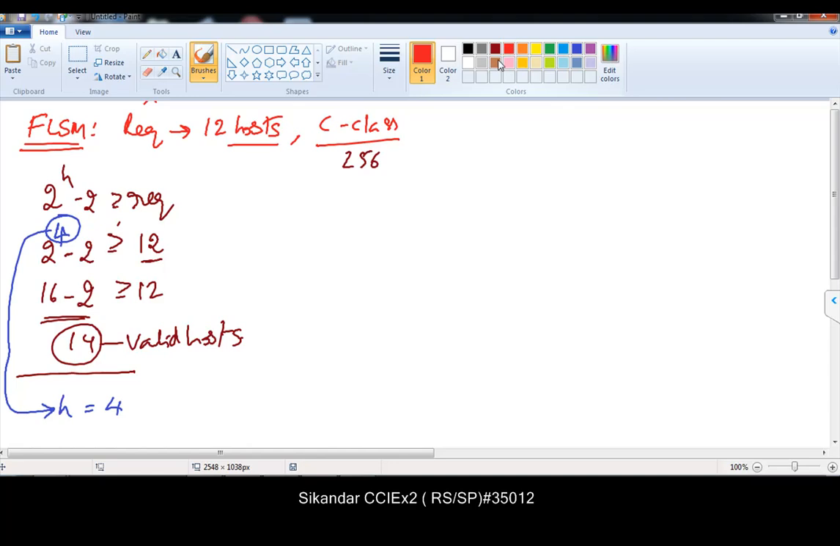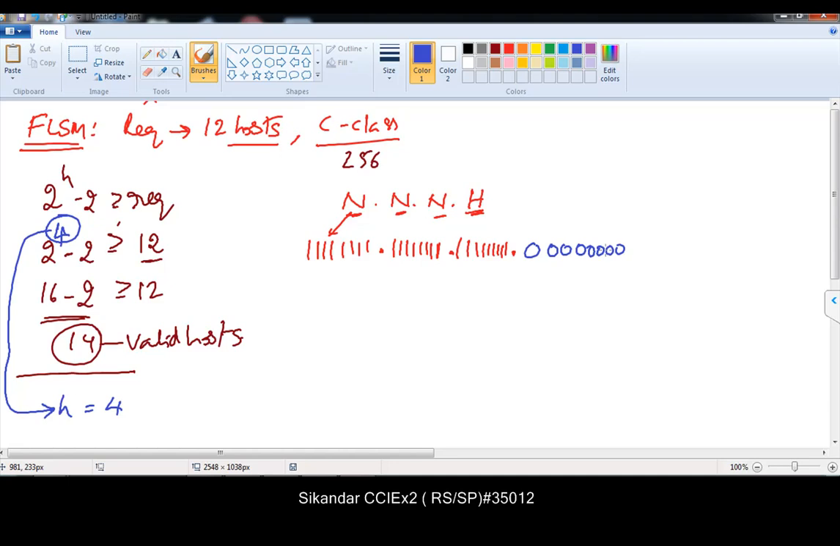In a C class example, by default there are 3 network portions, as you remember: 255, 255, 255, and one host portion. If I write that 255 in binary format, 1, 2, 3, 4, 5, 6, 7, 8, that is 8 bits in the first portion, 8 bits in the second portion, 1, 2, 3, 4, 5, 6, 7, 8. Similarly, 8 bits in the third portion, and the fourth portion has 8 host bits, 1, 2, 3, 4, 5, 6, 7, 8.